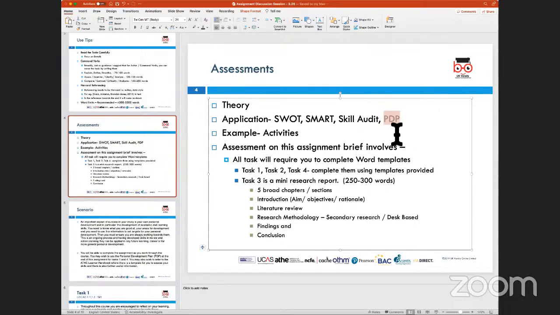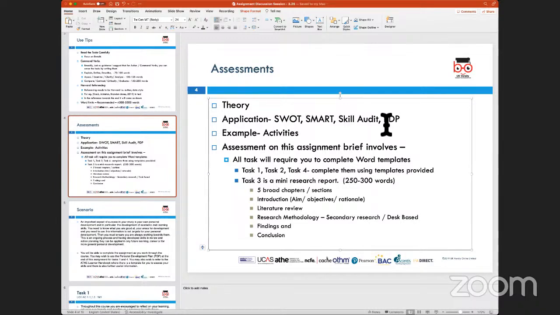So in some cases, what will happen is when you start doing the various tasks in the assignment brief, you're going to be using these templates, which are Word documents. And when you submit and compile it as a full evidence, this is going to have all these bits in that assignment, and they will be labeled according to the task. So when you have to do SWOT analysis, this is task 1.1. When you have to do your SMART targets, it's task 1.2.